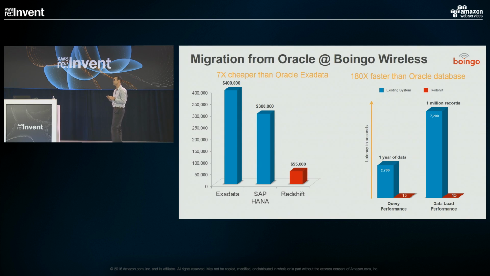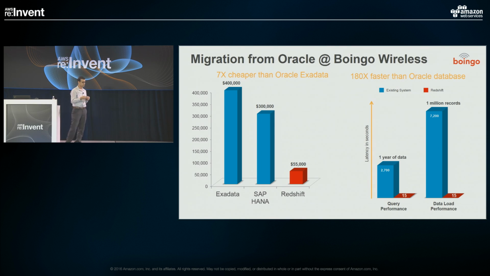Compared to their existing solution, it performed over 2 orders of magnitude faster. So loads used to be a couple of hours before for loading 1 million records for them, and that reduced to 15 seconds, which is significantly faster. Querying data used to take 45 minutes, and that reduced to 15 seconds as well.